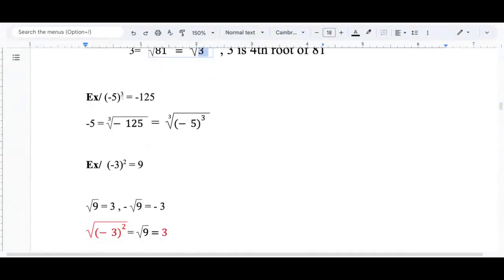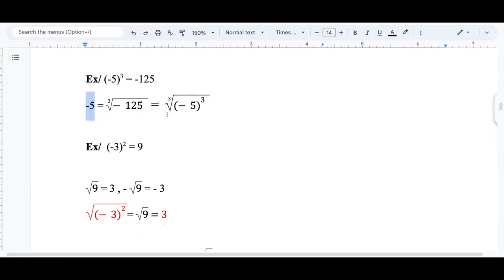Negative 5 raised to 3 is negative 125, right? That means negative 5 equals the cubic root of negative 125. Negative 125 is negative 5 raised to 3, so the power 3 undoes the index 3.